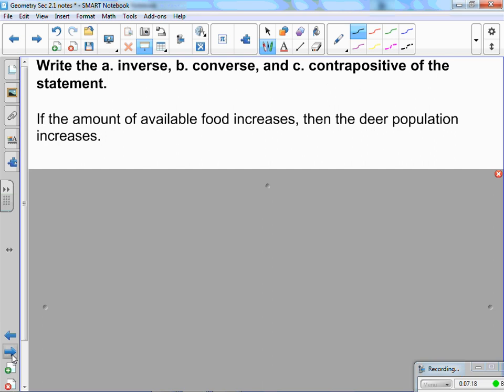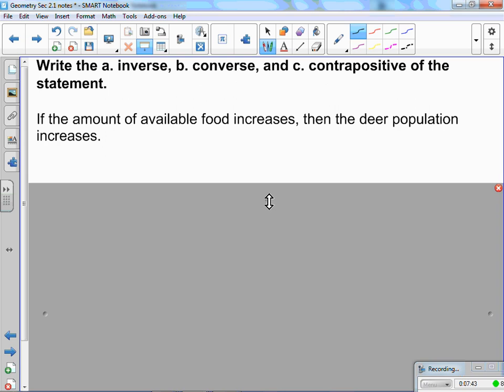Alright, so next up we want to write the inverse, converse, and contrapositive of the following statement. So it says if the amount of available food increases, then the deer population increases. So if there's more food available, then there'll be more deer. That's basically what the statement's saying.